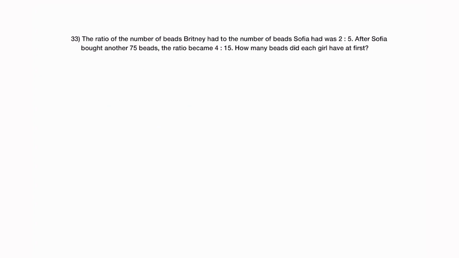The ratio of the number of beads Brittany had to the number of beads Sophia had was 2:5. So we have Brittany here and we have Sophia, and the ratio is 2:5. After Sophia bought another 75 beads, so Sophia is adding 75 beads. The ratio became 4:15. How many beads did each girl have at first?